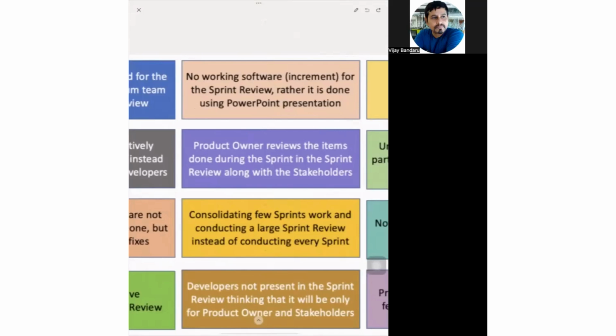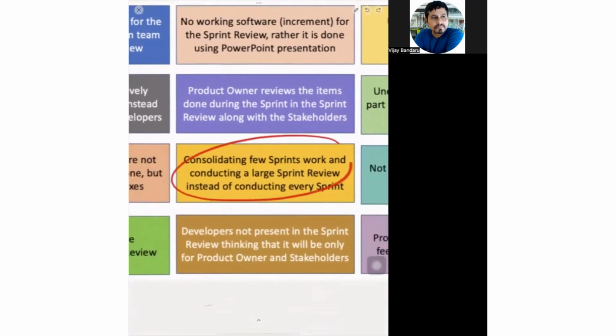That means the product owner should have approved or rejected the items throughout the sprint as and when any item is completed. Then, consolidating a few sprints' work and conducting one large sprint review instead of conducting one every sprint is another anti-pattern. People find this a time-saving opportunity. But on the negative side, delayed feedback will lead to a few important negative consequences. One, the product may not turn into an acceptable product, or the delayed feedback may attract additional cost of change, or missing the time to market, or unhappy customers. These are the negative consequences if you do this anti-pattern.